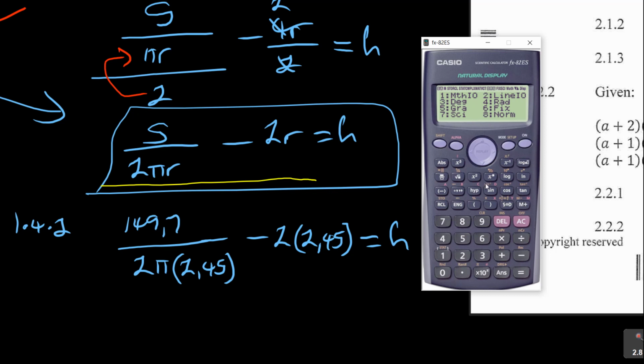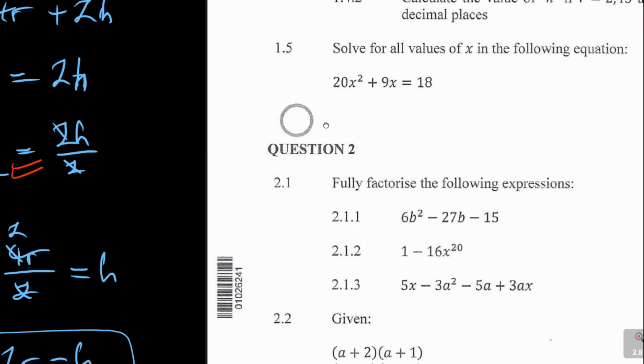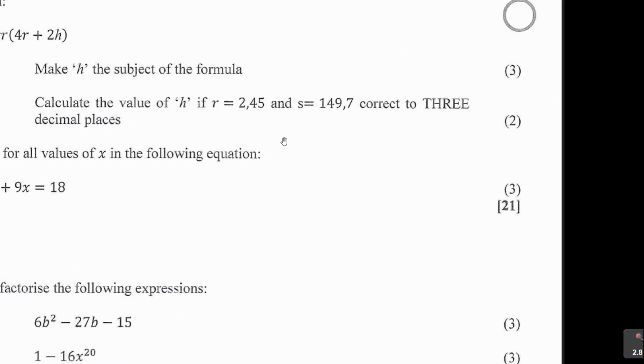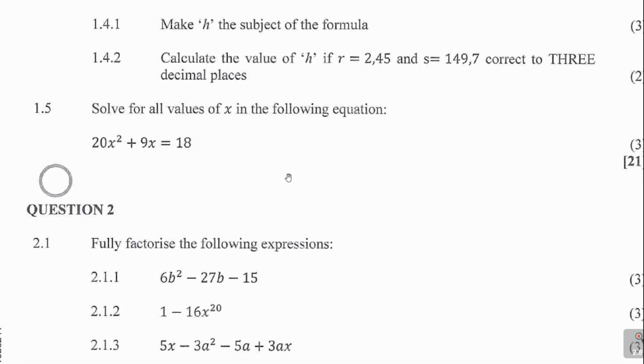Shift setup, that's how I round off, 6 to 3 decimal places, 4,825. So I get h is equal to 4,825. There are no units, so I leave it as is. Alright, so this was how many marks? 2 marks. Not bad. Now 1,5.